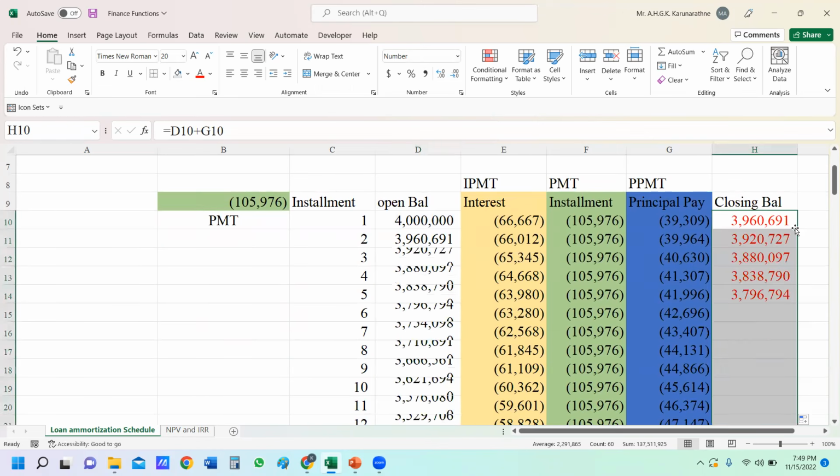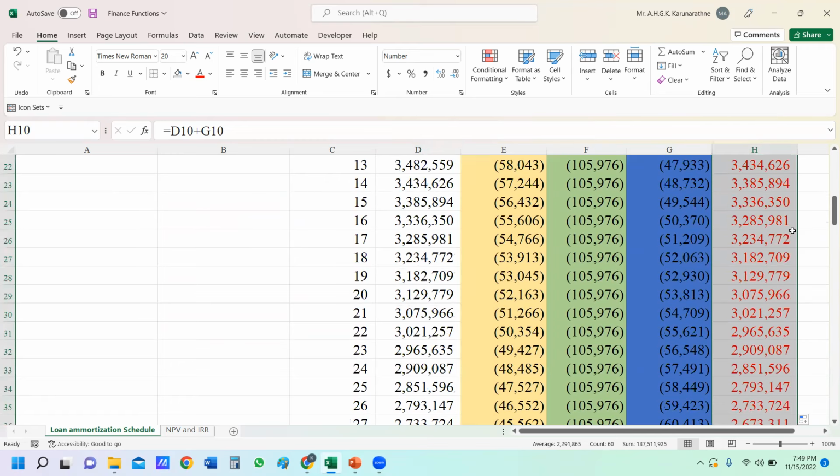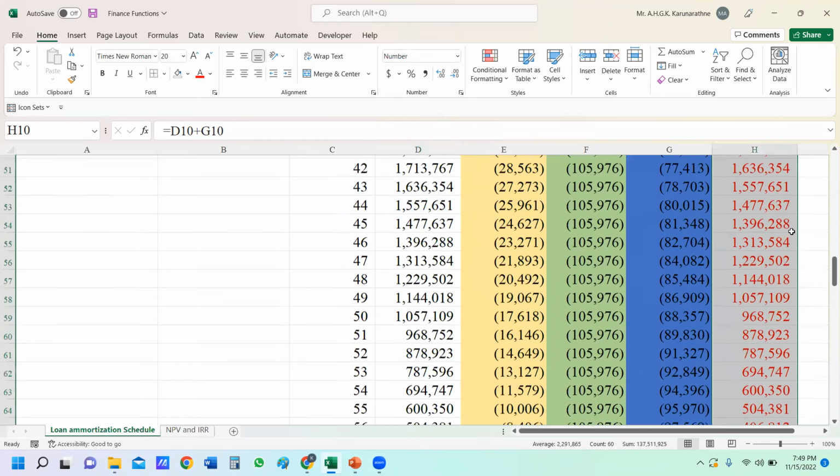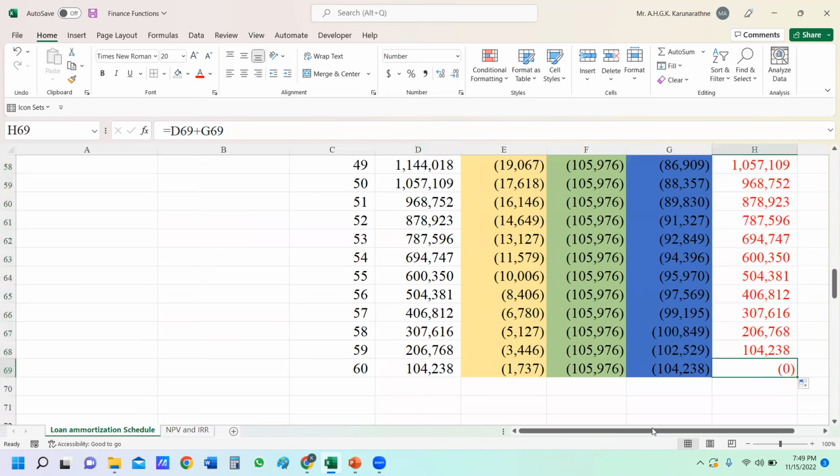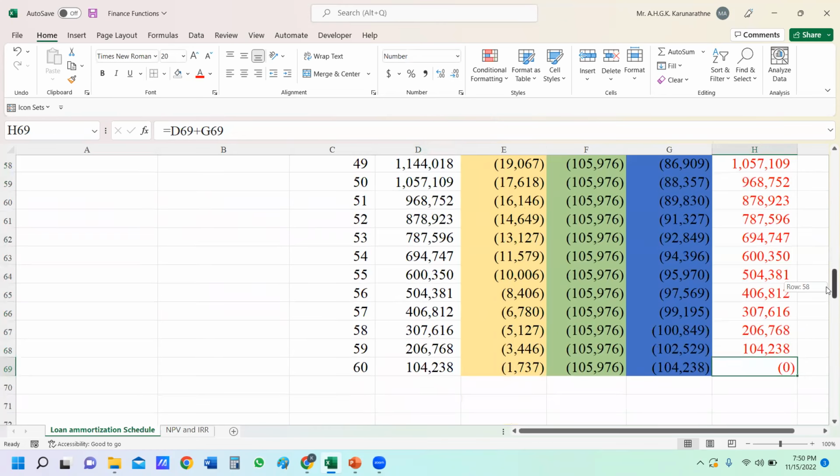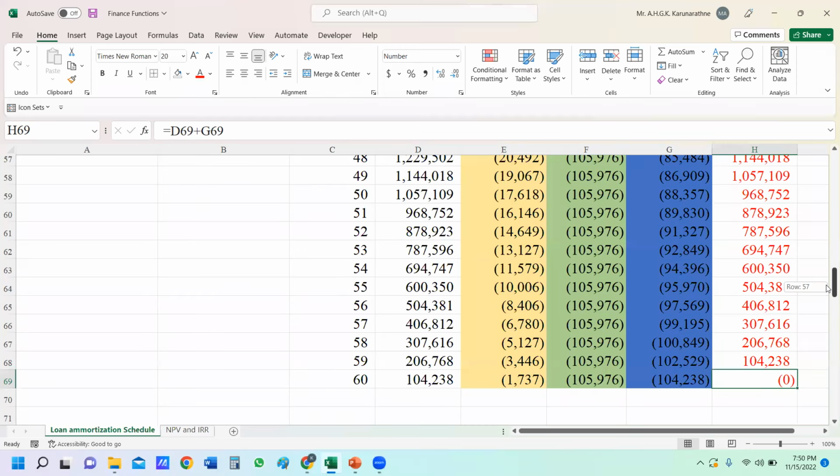Copy it to the rest of the part. See, if you did it correctly, the end of the period balance should be 0. Yes, it is 0. Okay. So this is how to prepare a loan repayment schedule.